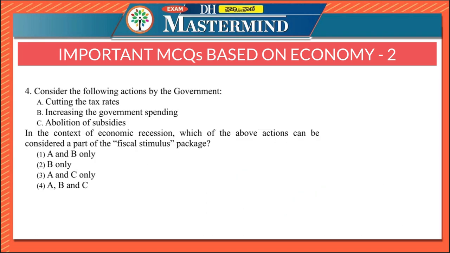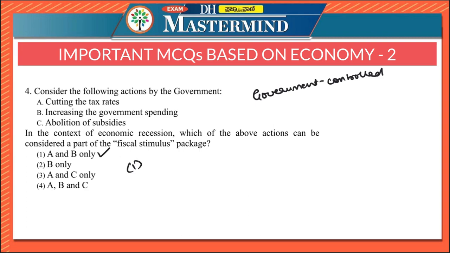Fourth question says, consider the following actions by the government: cutting the tax rates, increasing the government spending, abolition of subsidies. In the context of economic recession, which of the above actions can be considered a part of the fiscal stimulus package? So here the right option is option 1, A and B only. Fiscal stimulus means it is a government controlled measure that involves changing government spending and taxation to revive the economy.